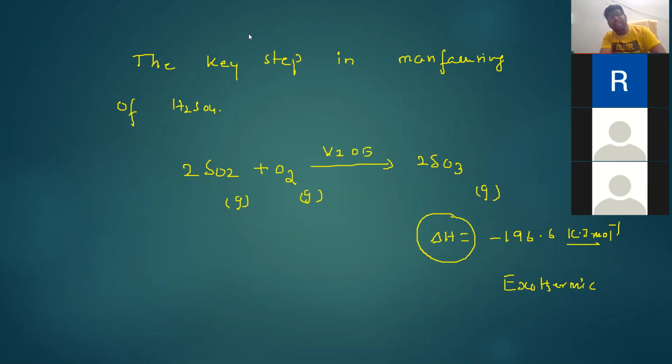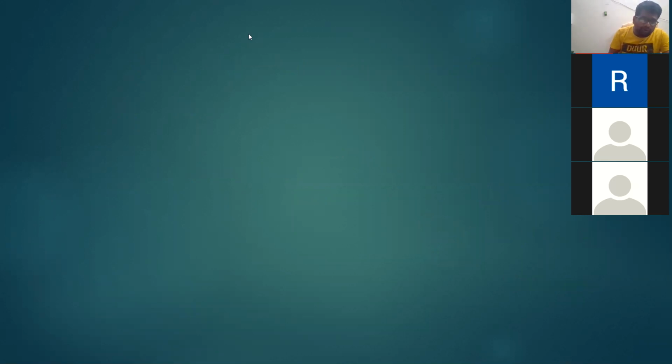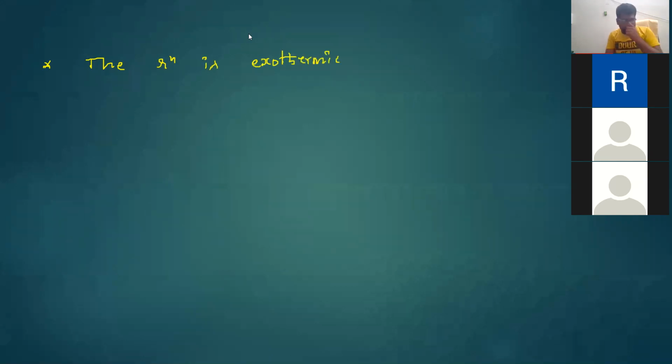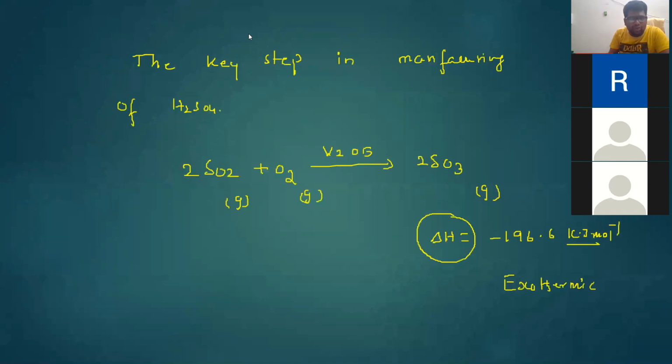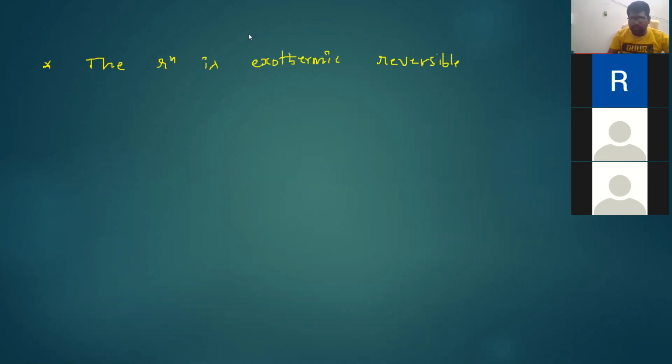It leads to decrease in the volume. Therefore, low temperature, high pressure are favorable conditions, according to Le Chatelier. Write down that points. The reaction is exothermic. Okay. Reversible, exothermic, reversible. Here I am not showing the reversible arrow, but this is reversible. So reversible and forward reaction.